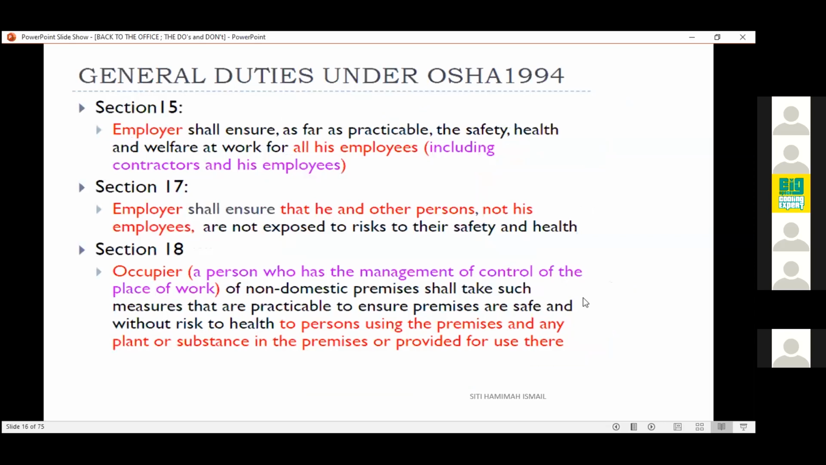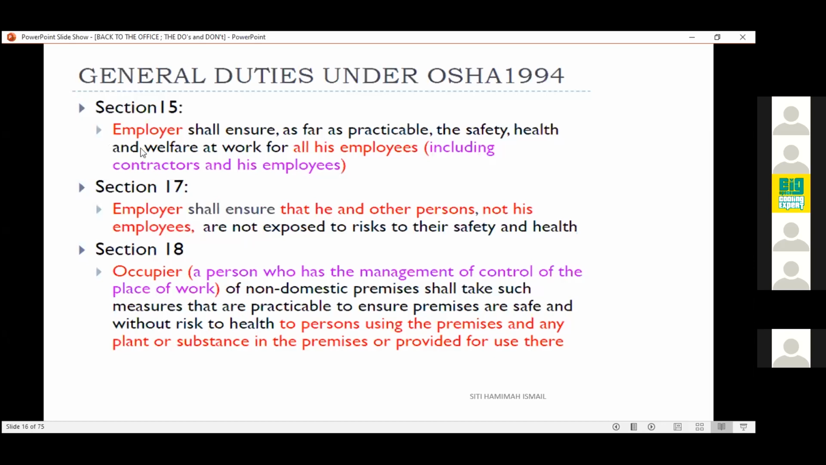So where and why do we have to follow the ICOP? Okay, it is covered under OSHA section 15 where the employer shall ensure as far as practicable the safety, health and welfare at work for his employees, including his contractors. Okay, section 17, other than his employees, this refers to public buildings whereby you have visitors. Okay, when you have visitors, section 17 applies. Okay, and then section 18, the occupier, whoever manages or controls the workspace.